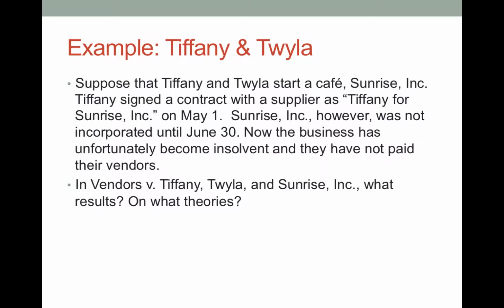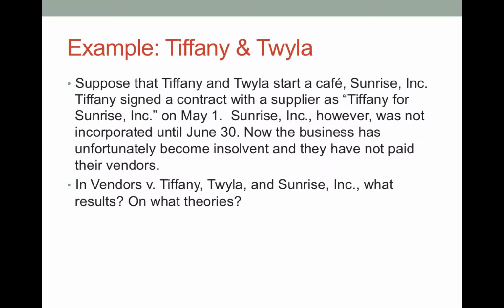Here's an example. Suppose that Tiffany and Twyla start a cafe, Sunrise Inc. Tiffany signed a contract with a supplier as Tiffany for Sunrise Inc. In other words, Tiffany is representing herself to be an agent of the corporation. On May 1st, Sunrise Inc., however, was not incorporated until June 30th. Now the business has unfortunately become insolvent and they have not paid their vendors. In the lawsuit, Vendors versus Tiffany, Twyla, and Sunrise Inc., what are the results and on what theories?